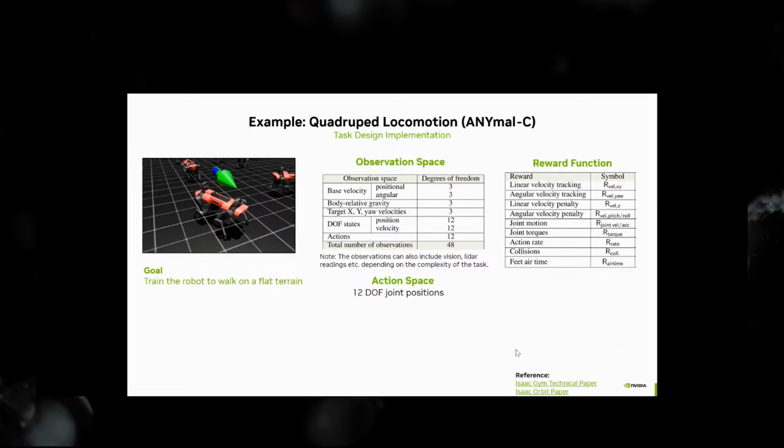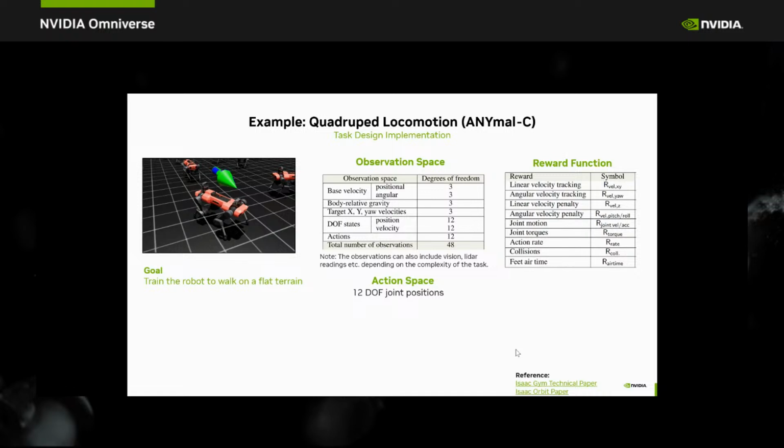For the imitation learning path, you can drive the robot around and get the data for it, and then train the robot to be able to do that. Or you go through reinforcement learning, which requires you to be able to design a reward function.